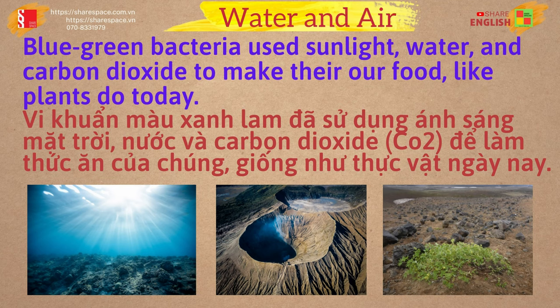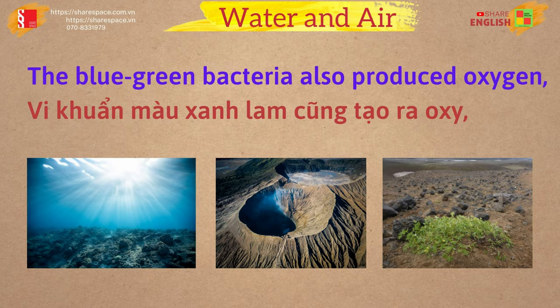Blue-green bacteria used sunlight, water, and carbon dioxide to make their own food, like plants do today. The blue-green bacteria also produced oxygen.